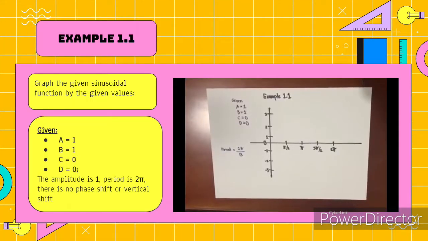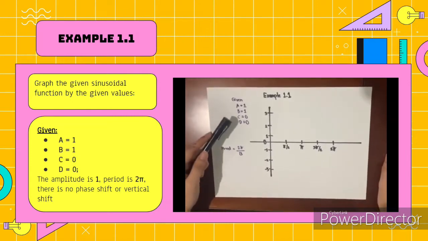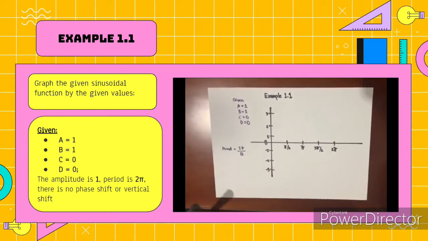Example 1.1. Graph the given sinusoidal function by the given values. Given A, or the amplitude, is equal to 1, B, or the frequency, is equal to 1, C, or the phase shift, is equal to 0, and D, or the vertical shift, is equal to 0.